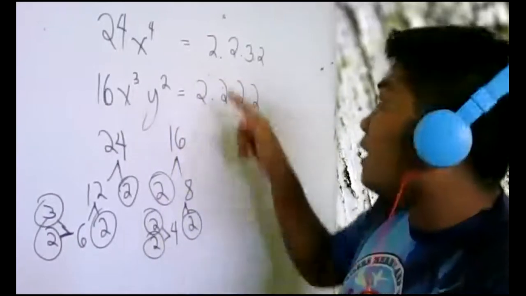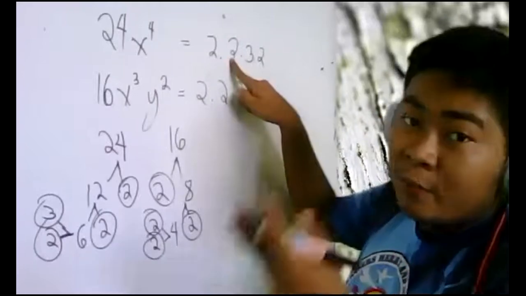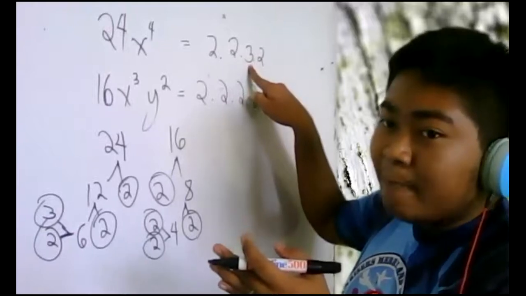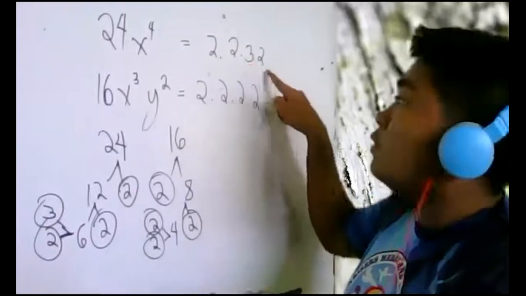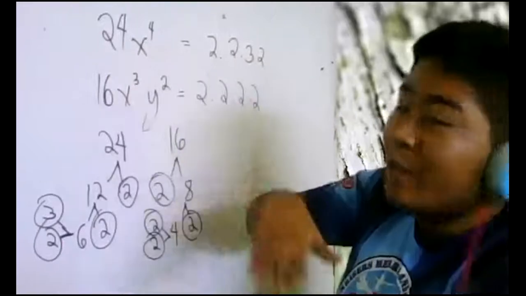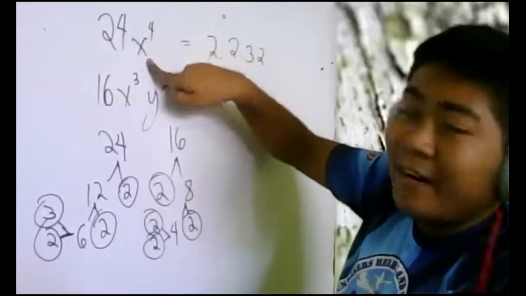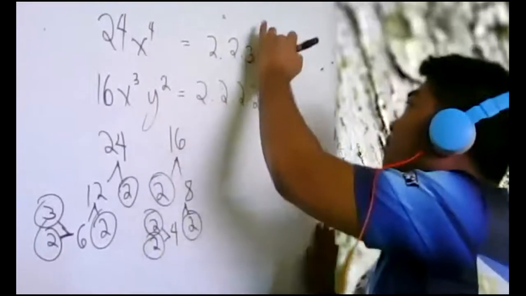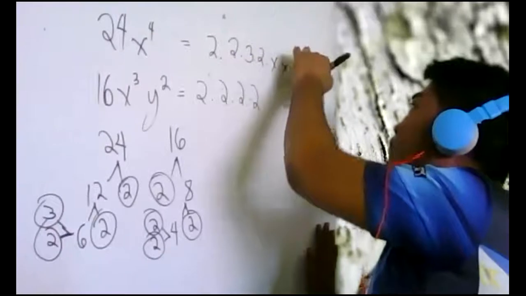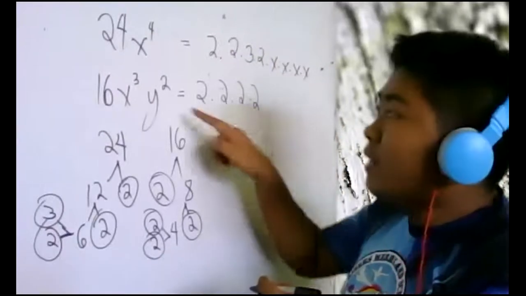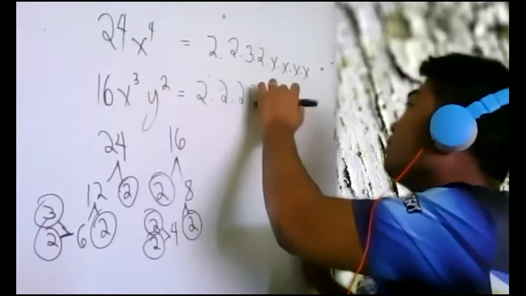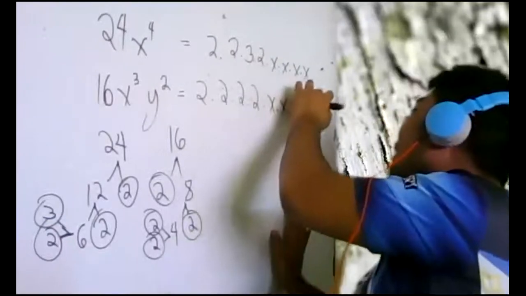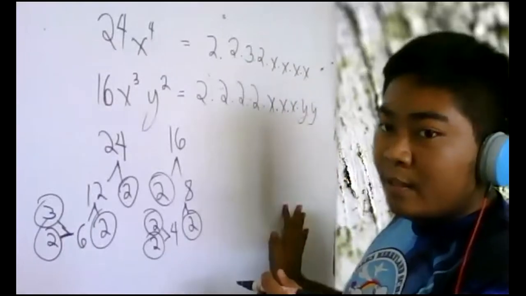So sa checking, ganito lang siya. 2 times 2 is 4. Times 3 is 12. Tama? 4 times 3 is 12. Times 2 is 24. Ganun lang siya. And ngayon naman, write all the variables. So kung meron tayong x raised to 4, ilan ang x natin? 4 din. Dito naman, x cubed, meron tayong 3 x. And we have 2 y.